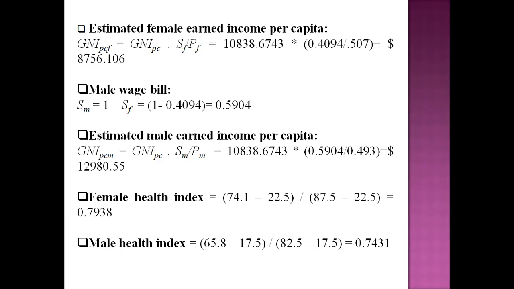Now we will calculate the dimension index of the other indicators, health and education. This will be calculated separately for female and male. For the female, the health index value is 0.7938, and the male health index is 0.7431, because the life expectancy at birth is much higher for female than for male.